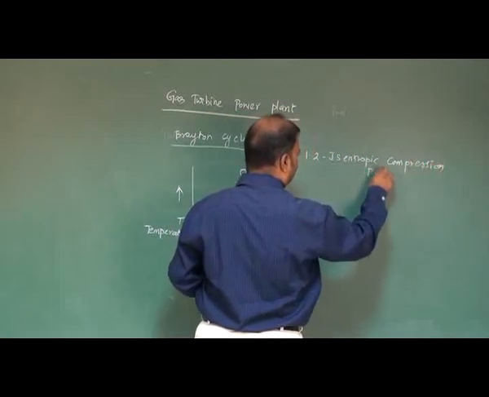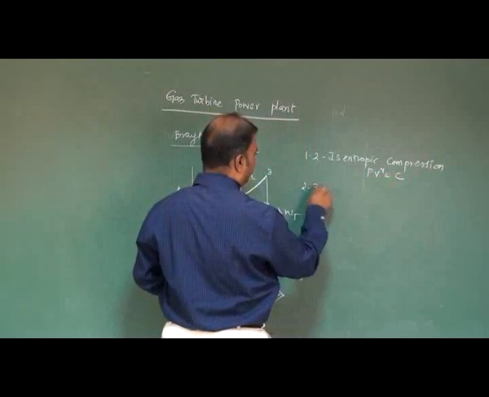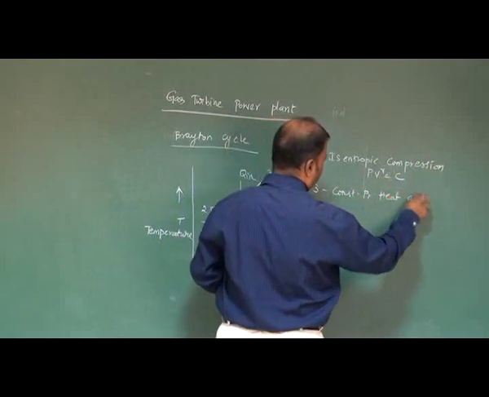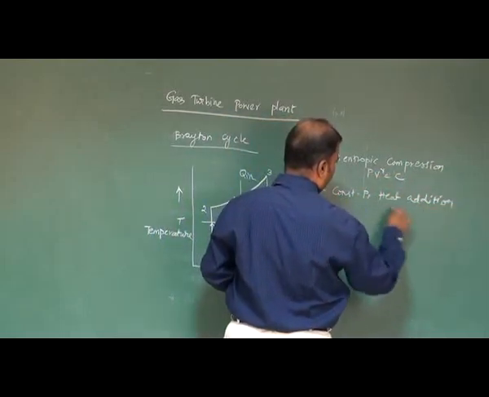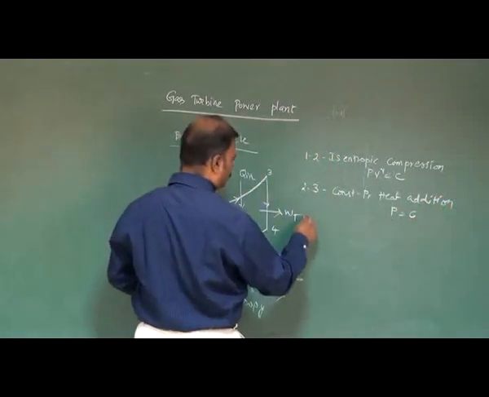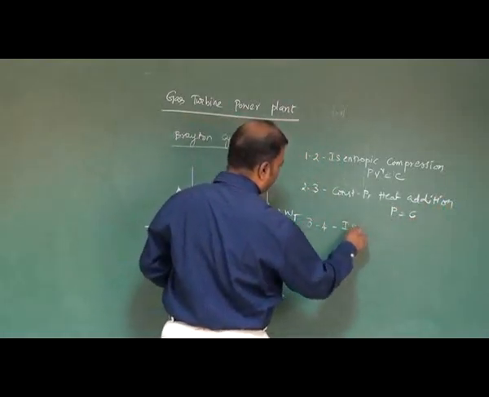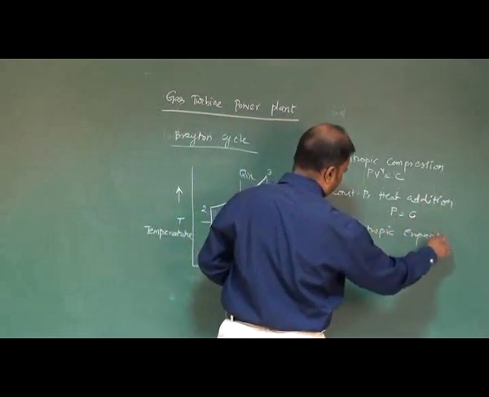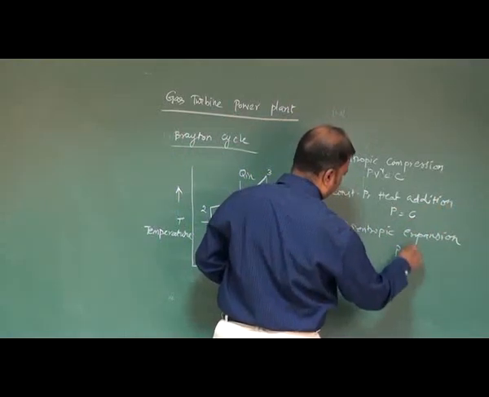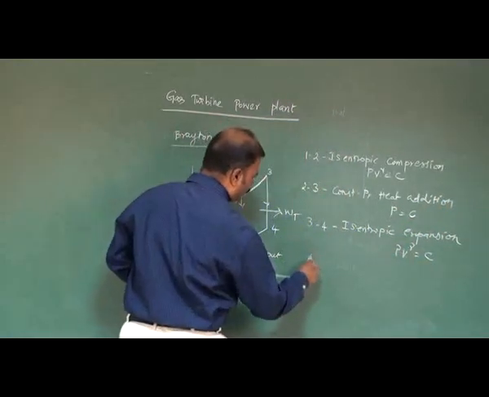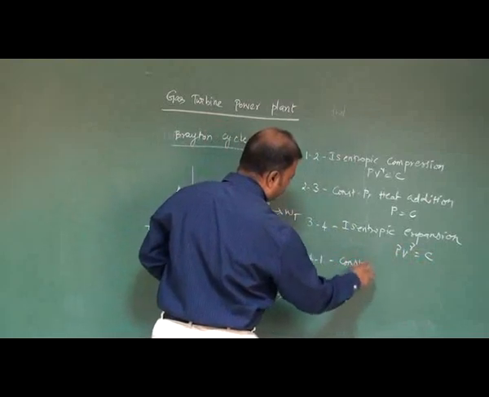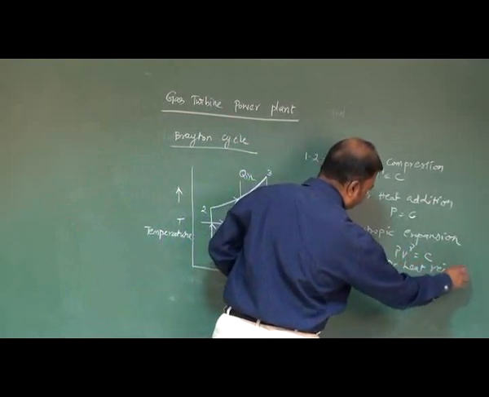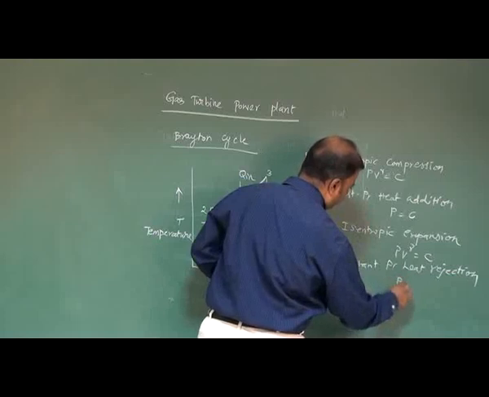The formula is T power gamma equal to C. 2 to 3 is constant pressure heat addition, the process is P equal to C. 3 to 4 is an isentropic expansion process, so P power gamma equal to constant in the turbine. 4 to 1 is constant pressure heat rejection, P equal to C.